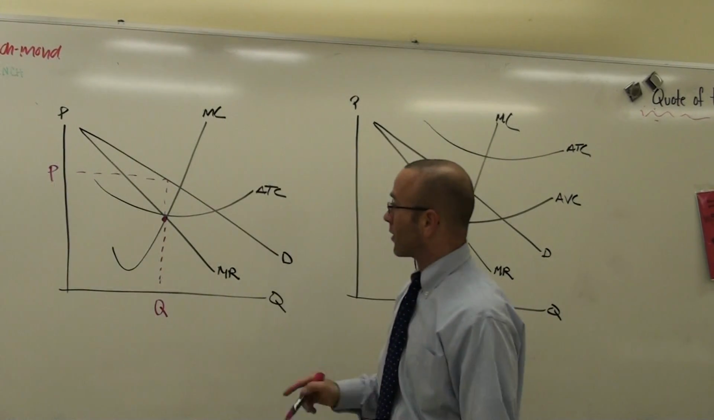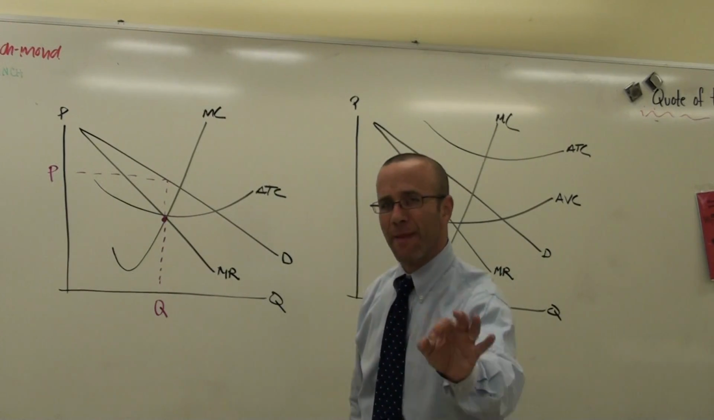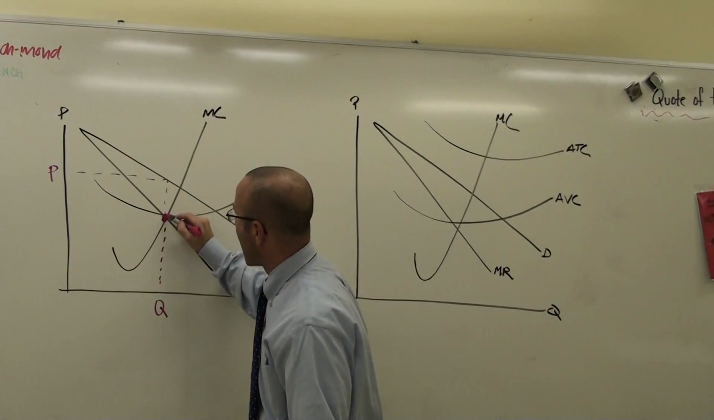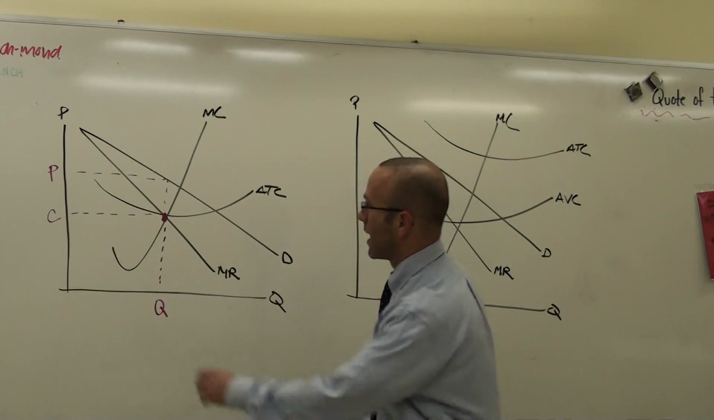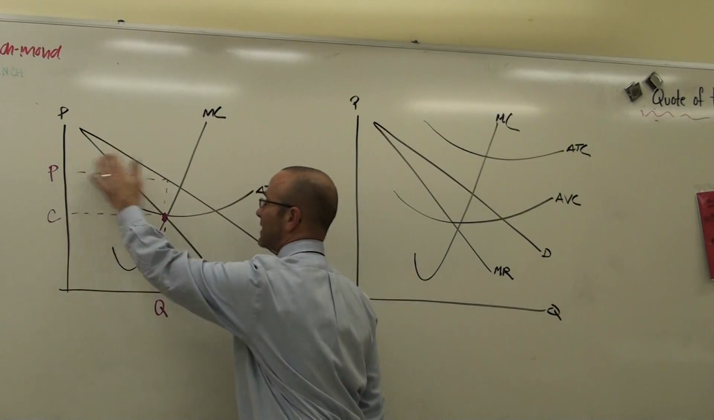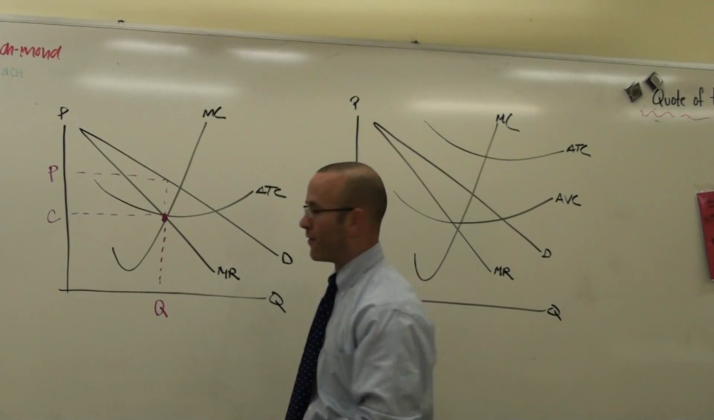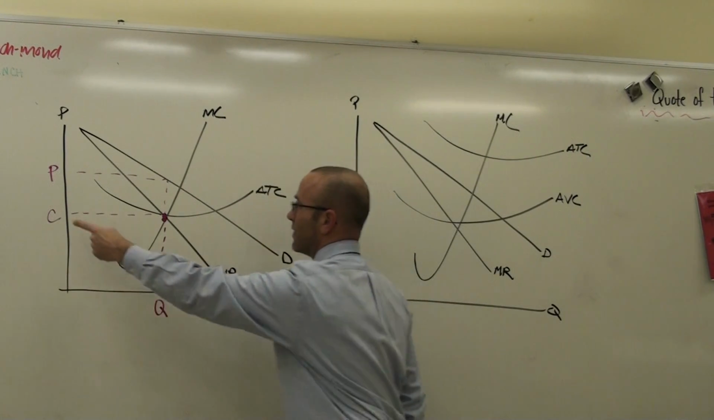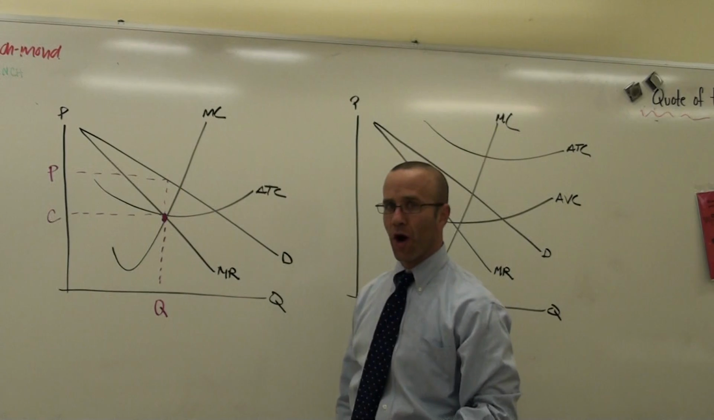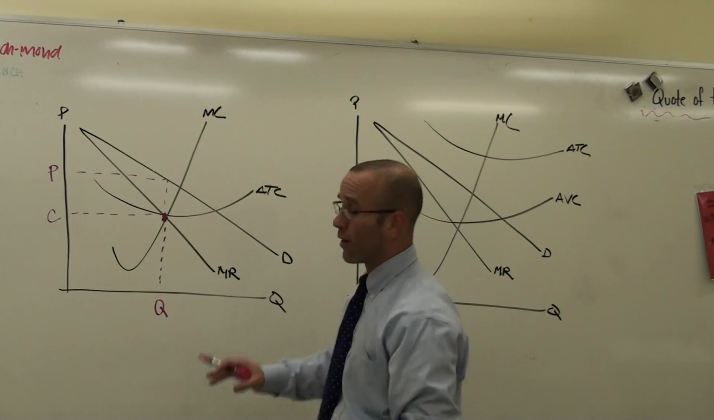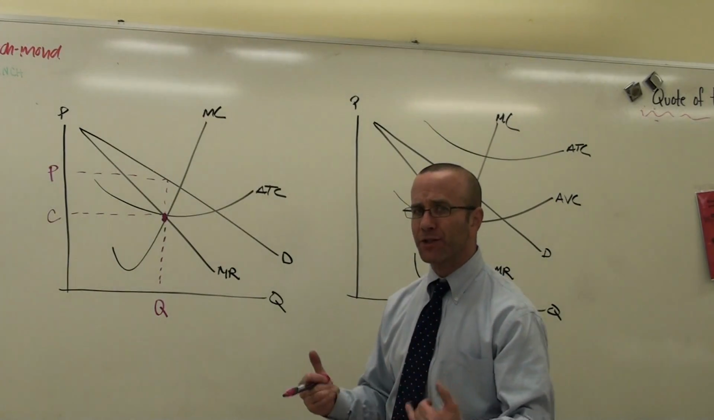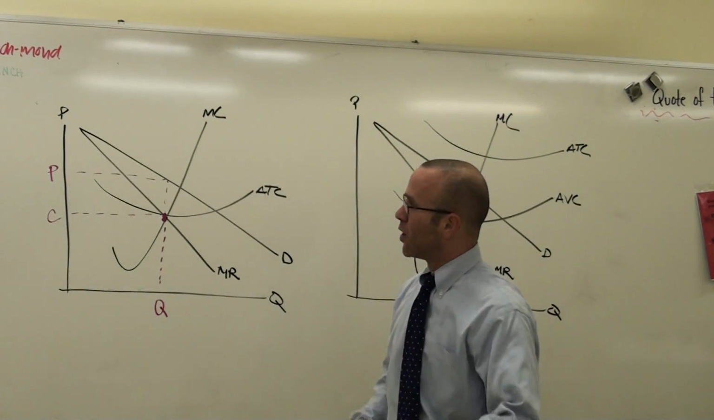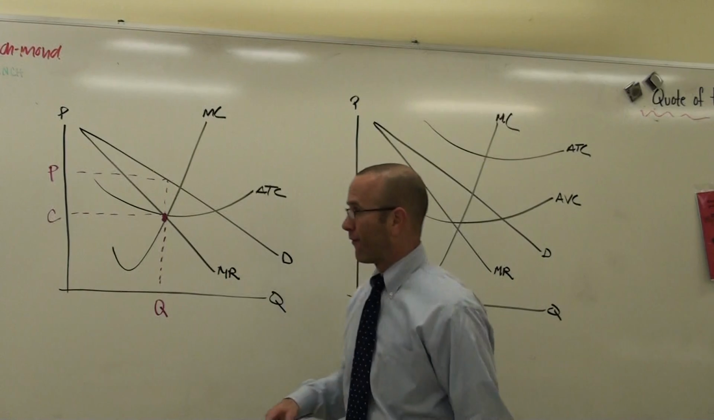There's my price. Okay? At this Q, what does it cost to make one of those Qs? Well, I find that by finding my ATC curve, and that's C. All right? P times Q, this area here, gives me my total revenue. C times Q, this area here, gives me my total cost. Notice the total revenue area was bigger than the total cost area. I got more money coming in my register than going out of my register. Well, that's going to result in a profit.